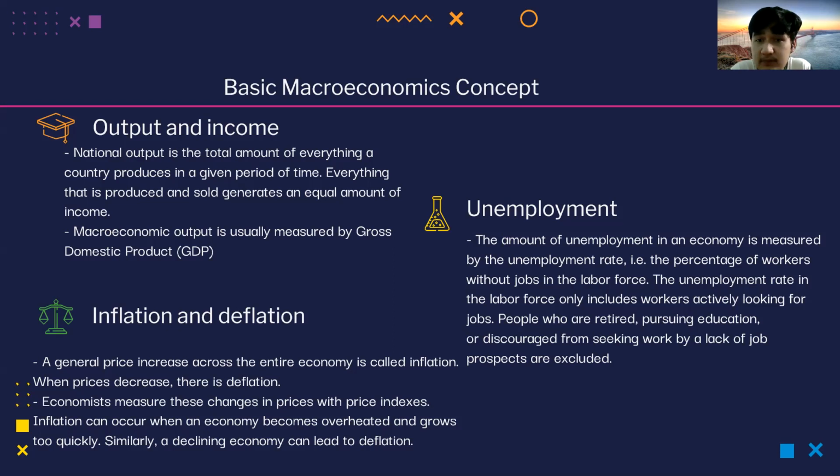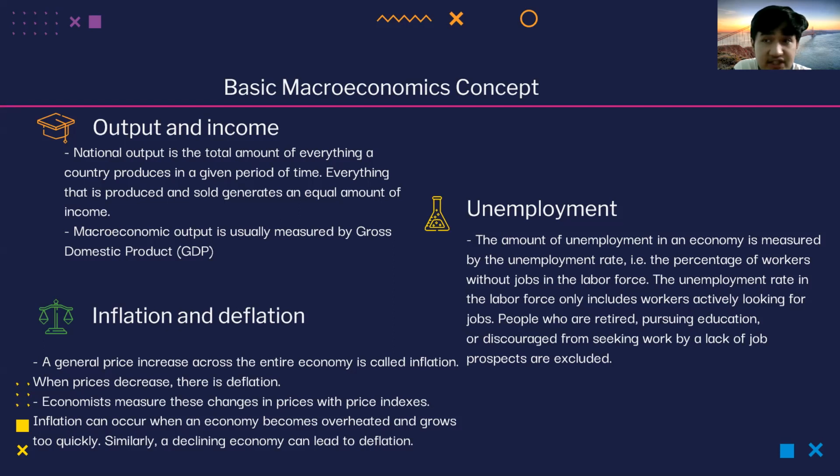The next is unemployment. The amount of unemployment in an economy is measured by the unemployment rate. It means the percentage of workers without jobs in the labor force. The unemployment rate in the labor force only includes workers actively looking for jobs. People who are retired, pursuing education, or discouraged from seeking work by a lack of job prospects are excluded.